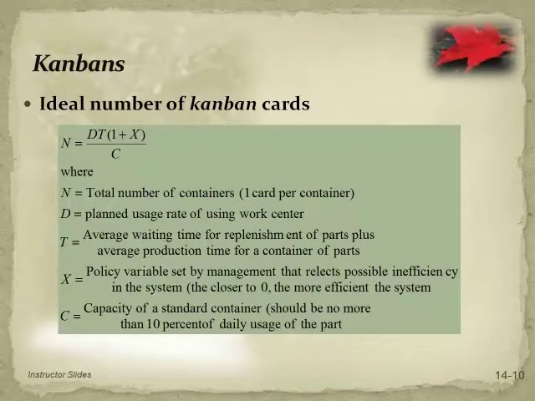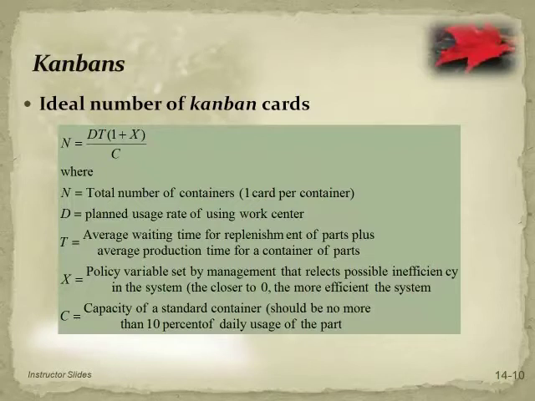So the letter N represents the number of containers or the number of Kanban cards. There's one card per container. The letter D represents the planned usage rate for that material at that work center. So we consume about so many of these units per hour, per day, whatever.